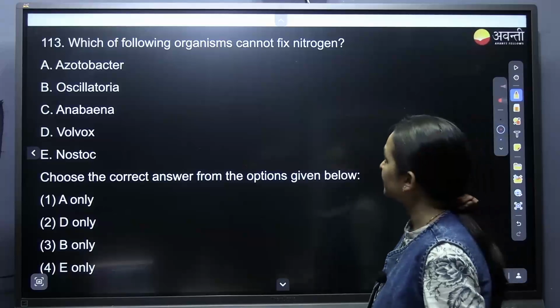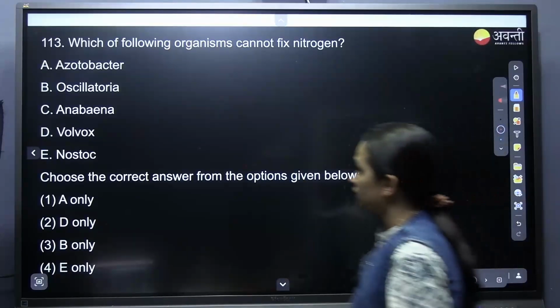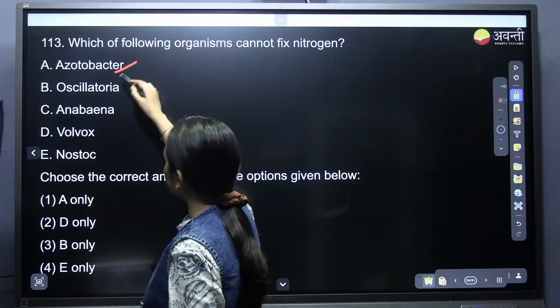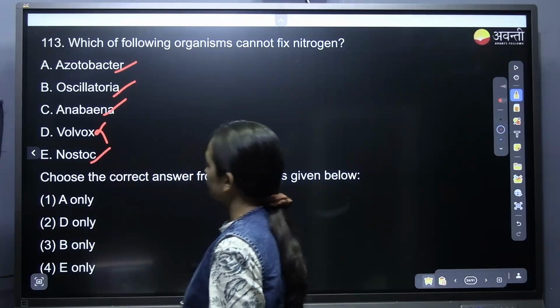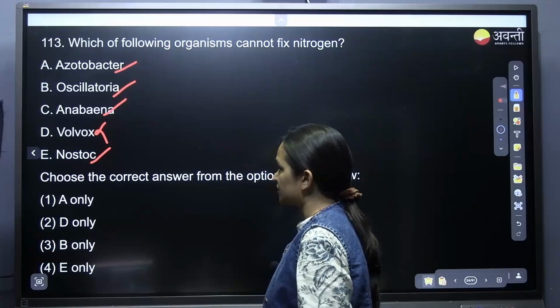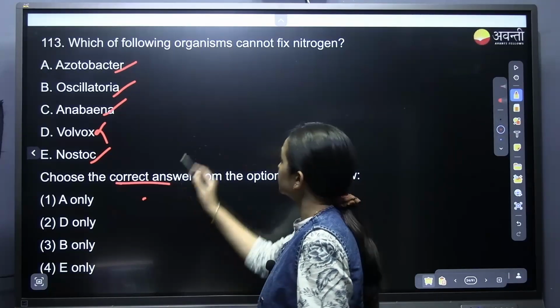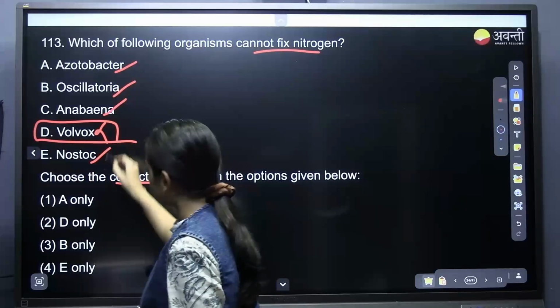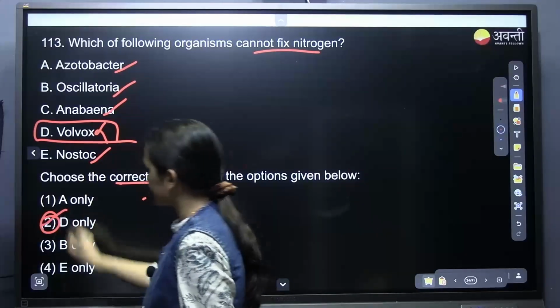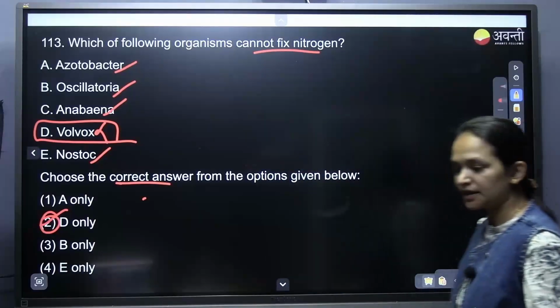Which of the following organisms cannot fix nitrogen? Azotobacter fixes, Oscillatoria fixes, Anabaena fixes, Volvox doesn't fix, Nostoc fixes. So we need to find the correct answer for cannot fix. It is D. Option 2 is the correct answer. Understanding?